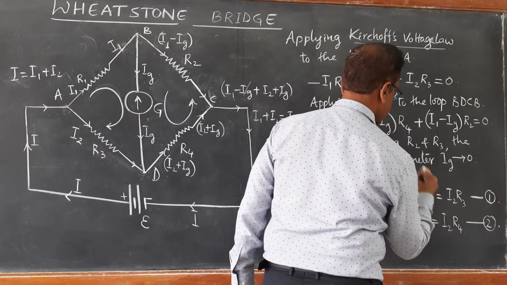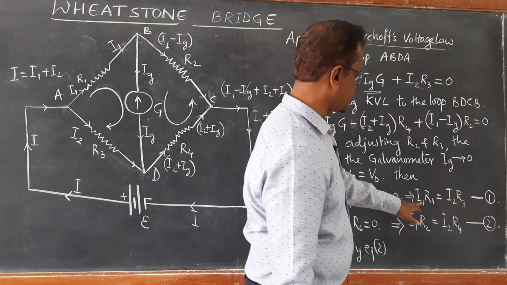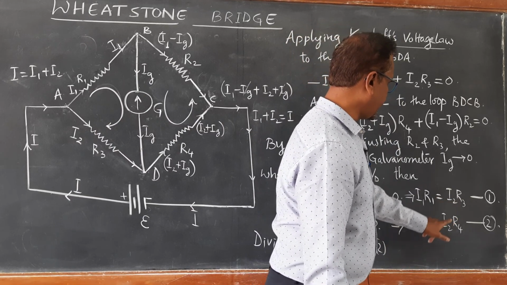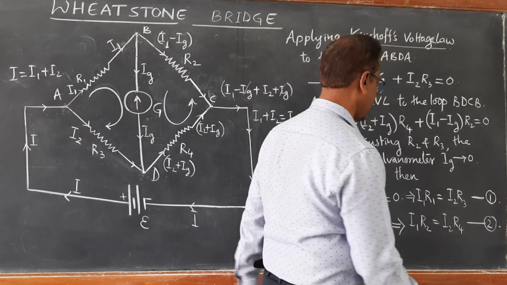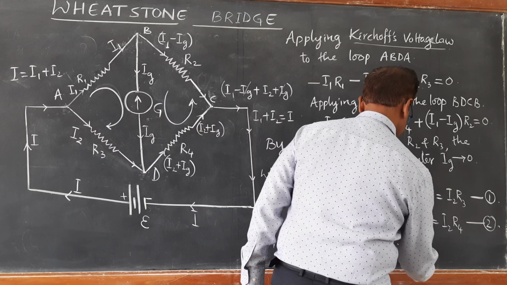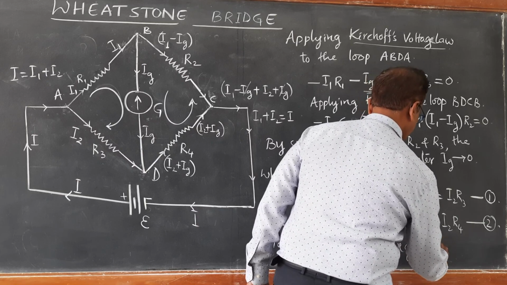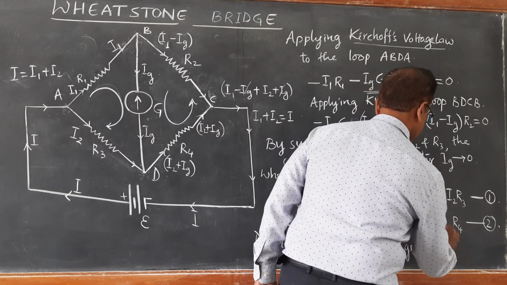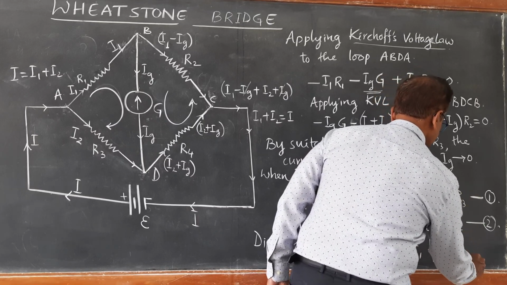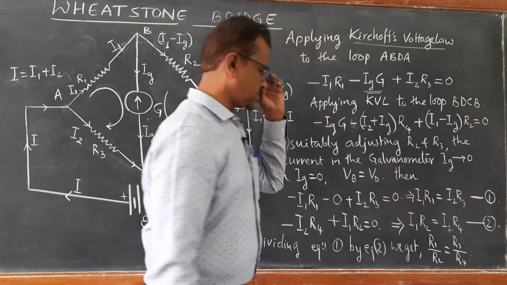LHS by LHS, RHS by RHS. If you divide it, look at this. I1 cancels, you are left with R1 by R2, and I2 cancels, you are left with R3 by R4. We get R1 by R2 equal to R3 by R4.